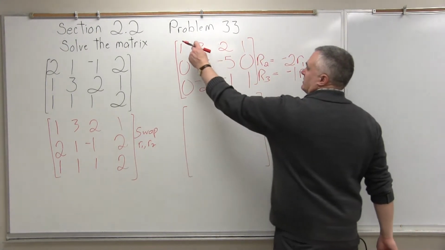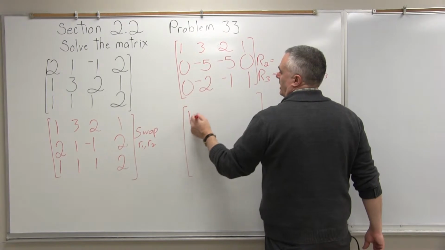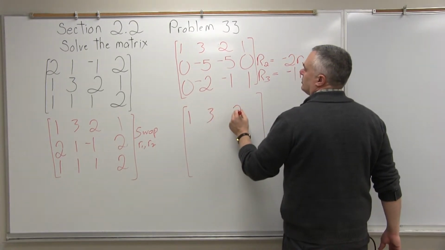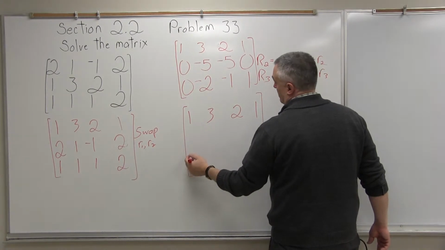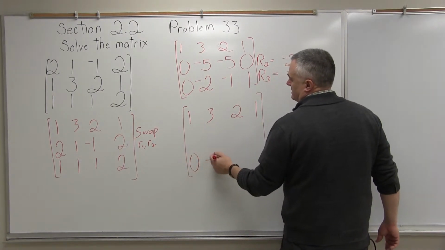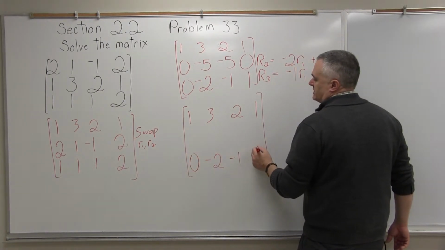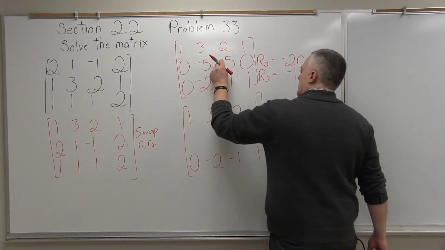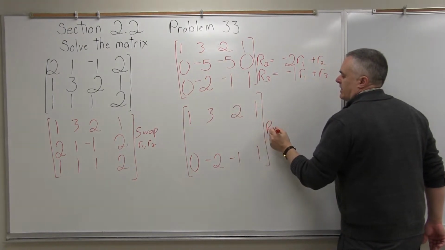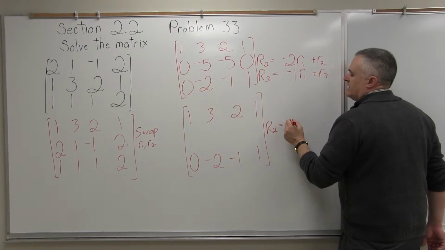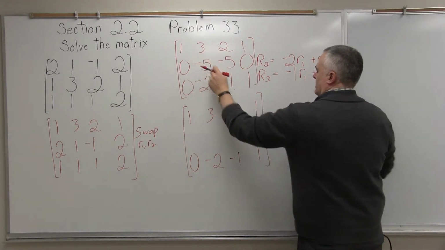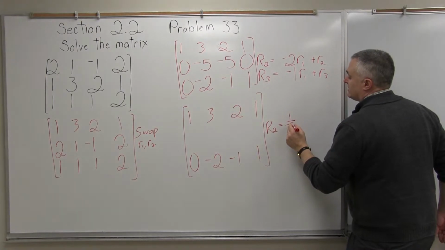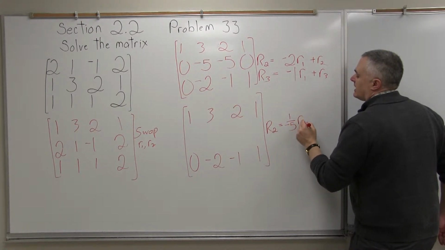And when I do that, the top row is going to stay 1, 3, 2, 1. In fact, I can leave a little bit of space for the middle row. The bottom row is going to stay 0, negative 2, negative 1, positive 1. Now, my new middle row. My equation this time will be row 2 equals 1 over the number that's becoming a 1. So 1 over negative 5.